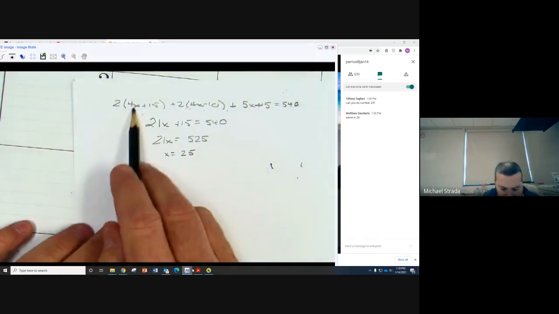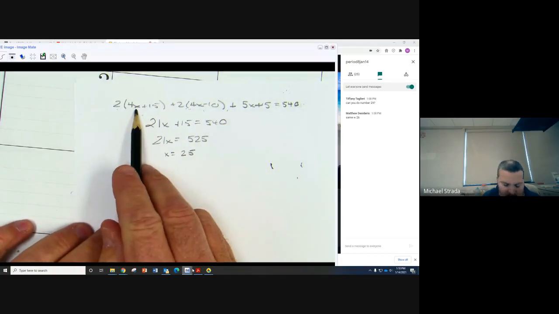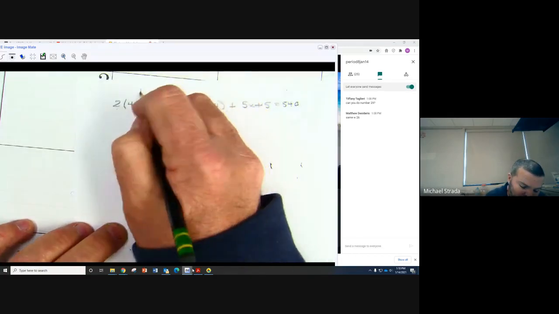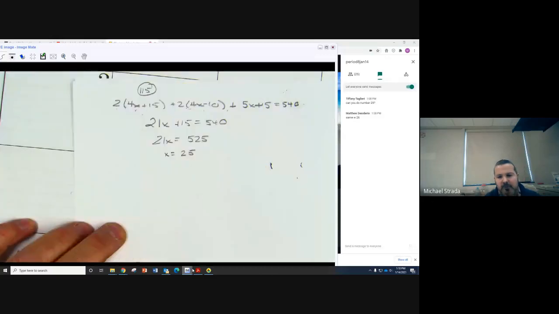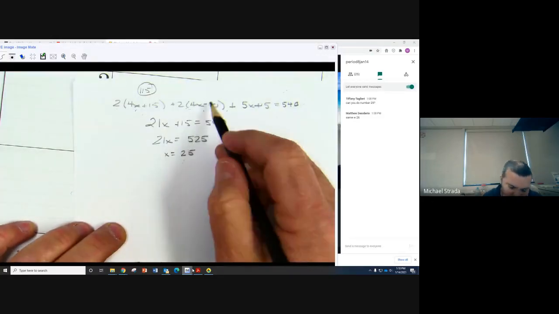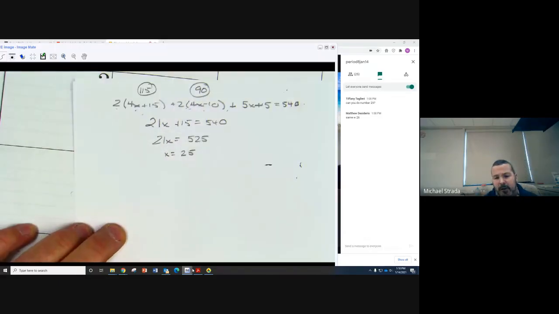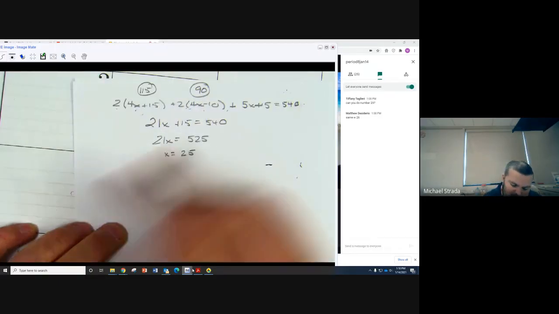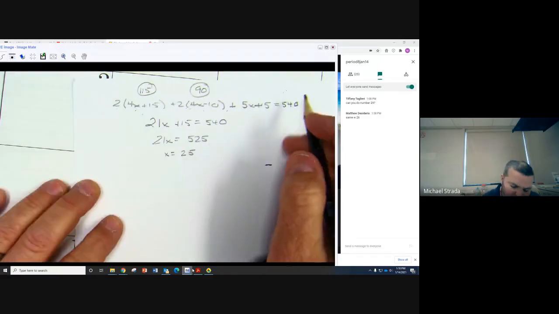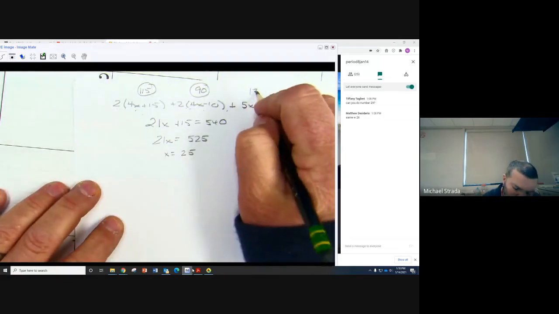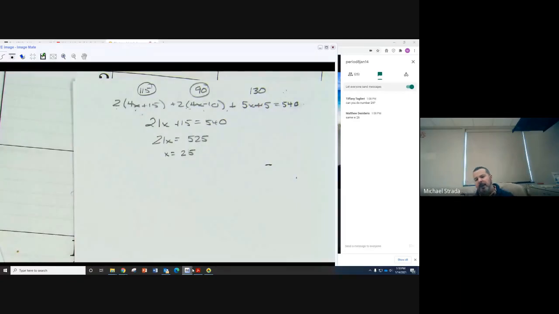Plug it back in. 4 times 25 is 100. 100 plus 15 is 115. So 2 of the angles measure 115. 4 times 25 is 100. 100 minus 10 is 90. So those 2 angles are both right angles at 90 degrees. And then 5 times 25 is 125. 125 plus 5 is 130. So the remaining angle is 130. All right.